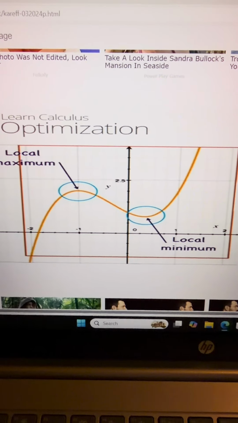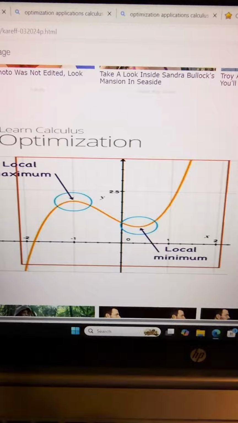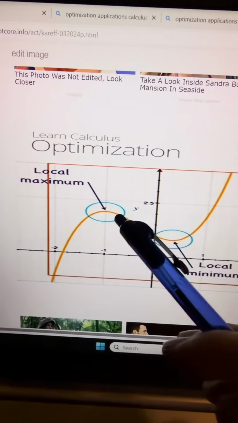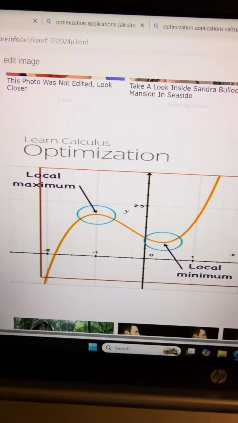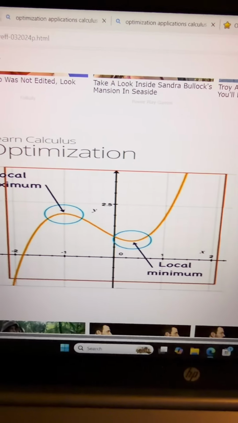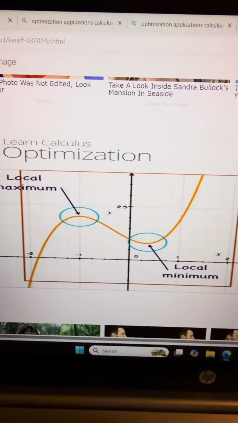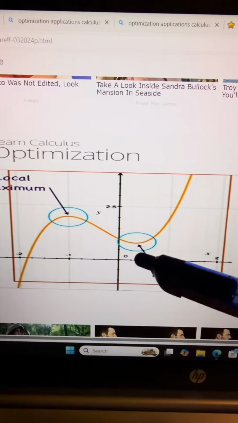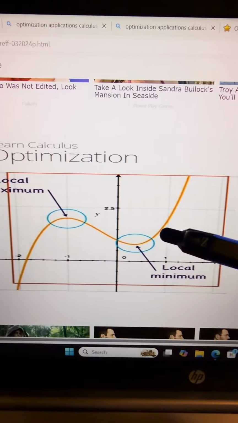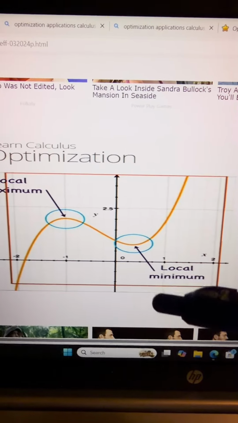For example, here we have a graph showing us a function, and here we have the maximum and we have the minimum. And so the maximum is the point in which the function is at its highest y value, and the local minimum is when the y value is at its lowest.